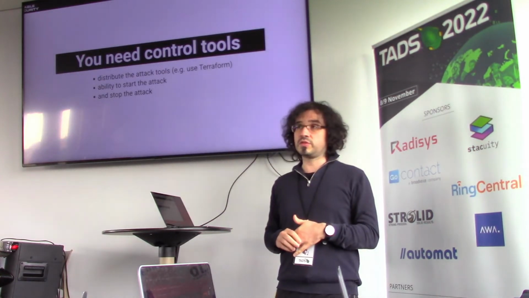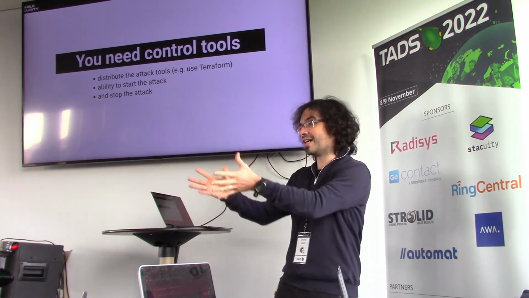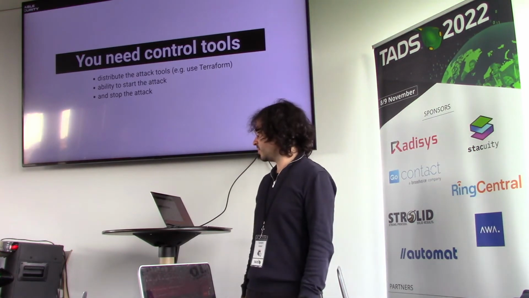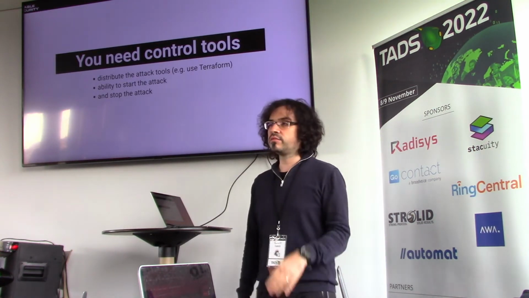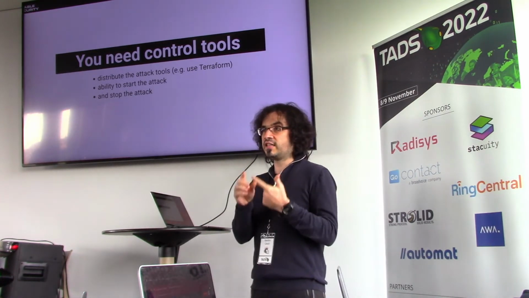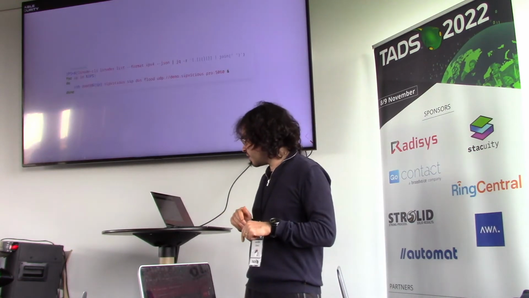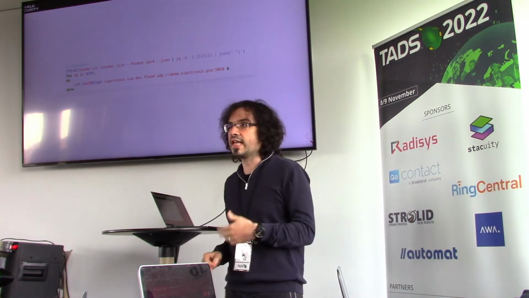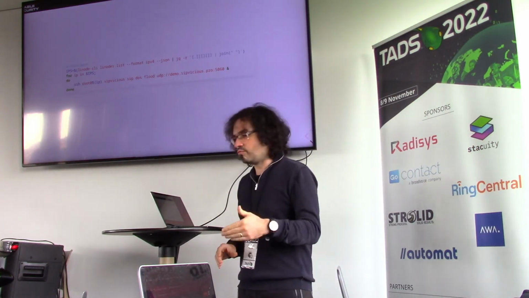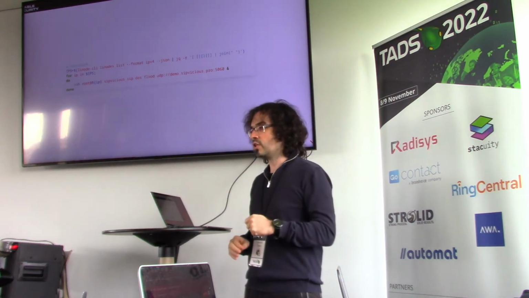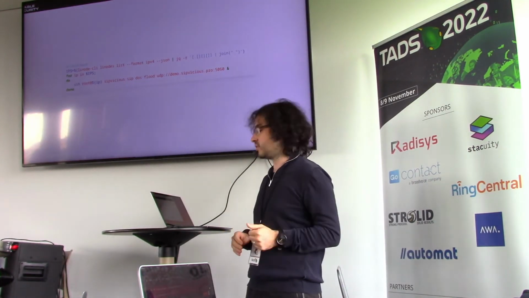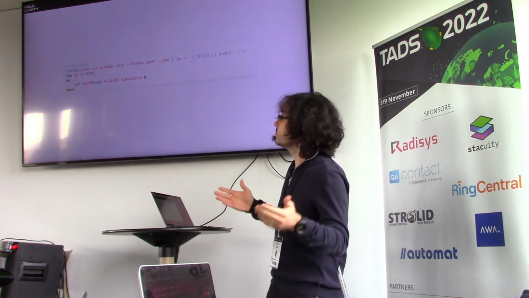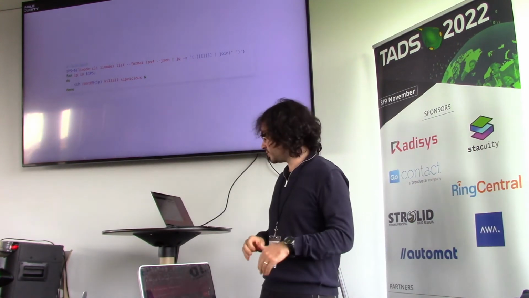You also need control tools, right? These are different from the attack tools. These are control tools that control the attack tool. So you need a system to distribute the attack tools, Terraform, for example, or something else like that. And two things: the ability to start the attack and the ability to stop the attack. Now, the ability to start the attack, you can do something like this, right? With SSH, we're just using Linode CLI here, just as an example, and just get a list of IP addresses that you have on Linode, if you're using such a provider, and SSH to them and start the tool that you want to attack with. And to stop, same thing, but use the brute force way of kill all, if you like that sort of thing.